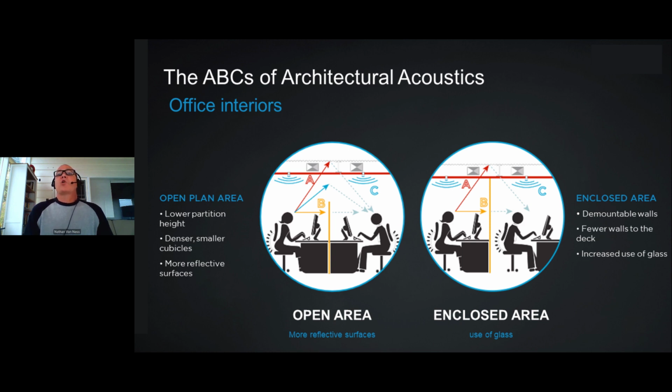So now looking at modern furniture and construction trends, it isn't much of a stretch to see how the ABCs of architectural acoustics are affected. In open office environments, there's no doubt that cubicle partition heights have come down significantly. Gone are the days of using 60-inch, 65-inch, or even sometimes 70-inch plus partitions. These days, 48-inch and 54-inch partitions are the norm.